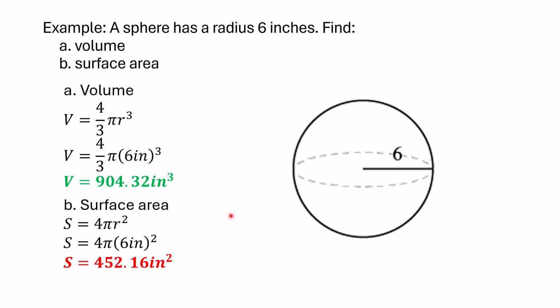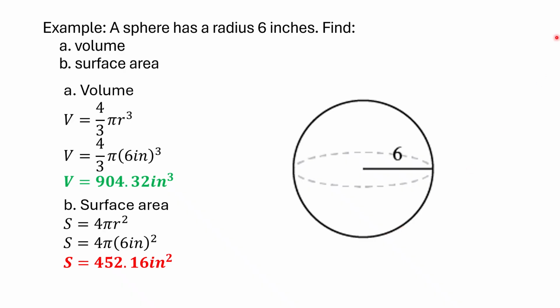And the surface area is given by 4 pi r squared. Then again, substituting the given radius, which is 6 inches, you square it, multiply by 4 times pi, we got 452.16 inch squared, or square inch. So that's the surface area and the volume of a sphere.